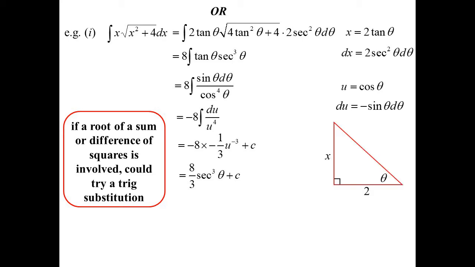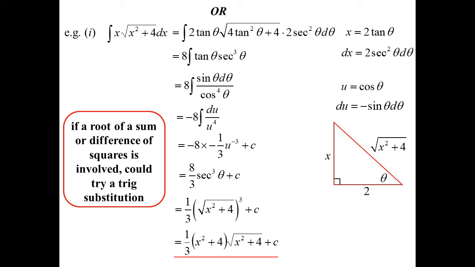Well, I'll draw myself a little triangle and go back to what we said. We said x was 2 tan theta. So we end up with x over 2 is tan theta, opposite over adjacent. Bit of Pythagoras. Not a coincidence, the hypotenuse ends up being the square root that we originally started with. So you'll find that the missing side will often be that same square root. But now I can read off, I know what sec is. So I get the square root of x squared plus 4 cubed, and we get the same answer.